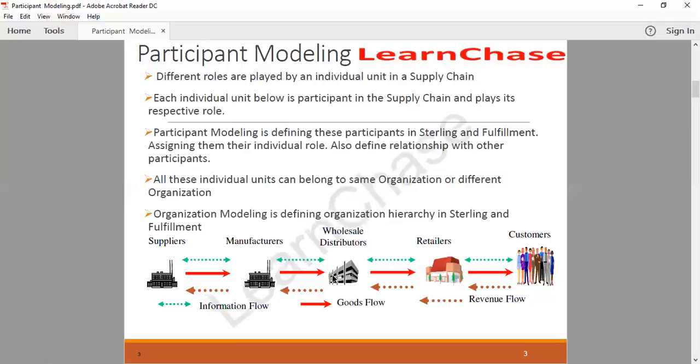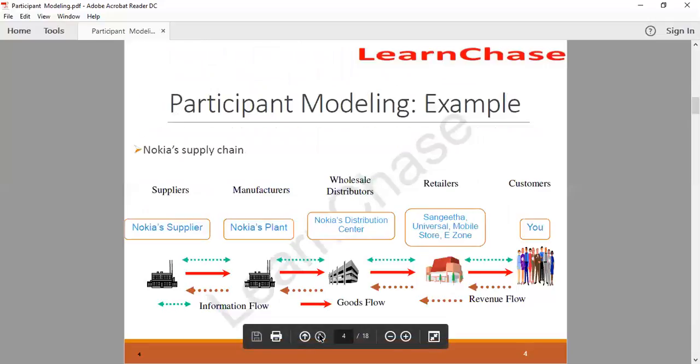So organization modeling is the primary thing that you need to define. What is the hierarchy of an organization? And that is being done in Sterling. And when I do it in Sterling, I actually fulfill my basic things, because that is where I start from. So I start from the organization modeling. Once I have the organization modeling done, it becomes easier for us to distribute the various levels that are found in the movement of goods from the supplier to the customer.